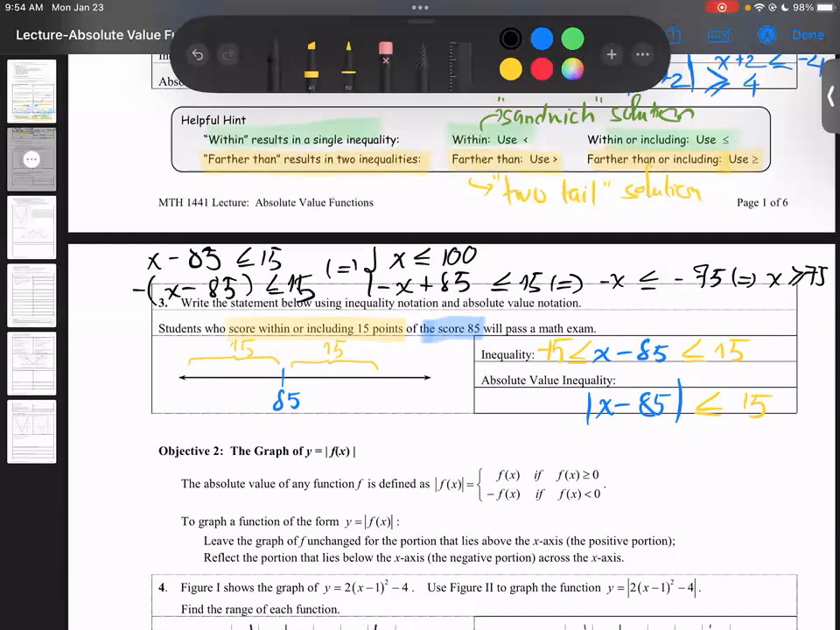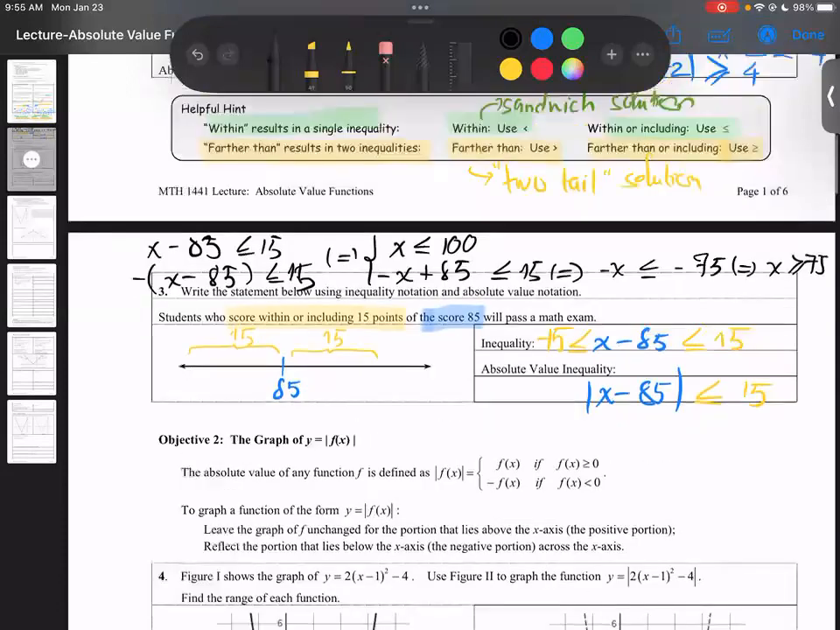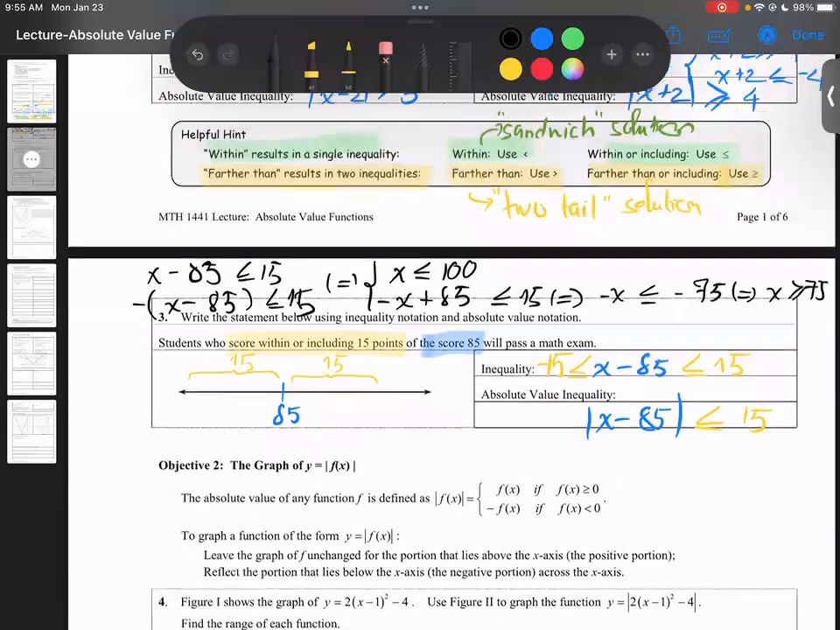Does that make sense? It makes sense. Yes, right. 75 is a C. If you have questions, this is the time to ask.